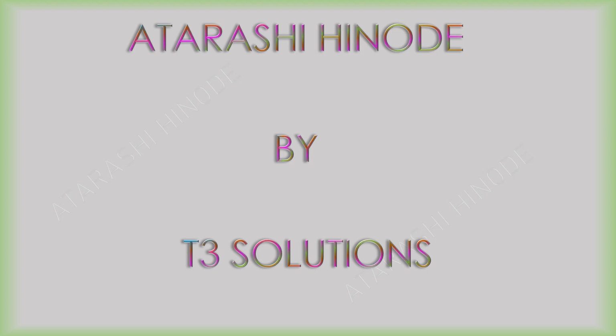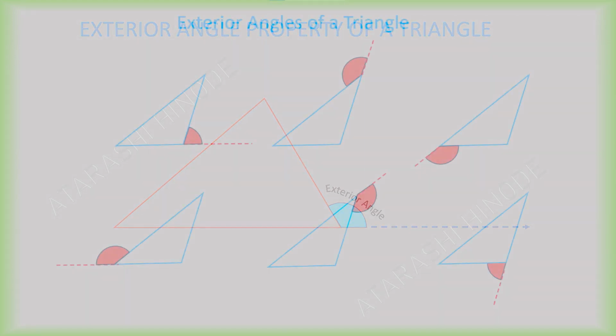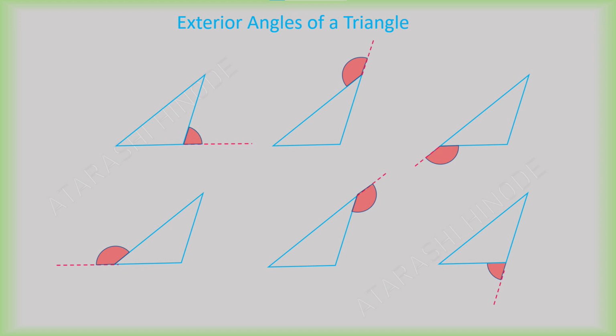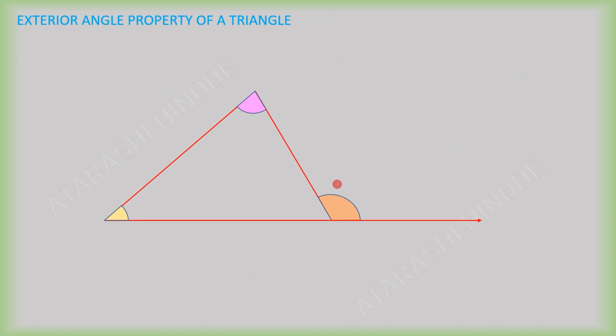Today we are going to learn about the exterior angle property of a triangle. For a triangle, exterior angles can be formed in many ways. And in a triangle, there is a relationship between an exterior angle and its two interior opposite angles. Let us find it.